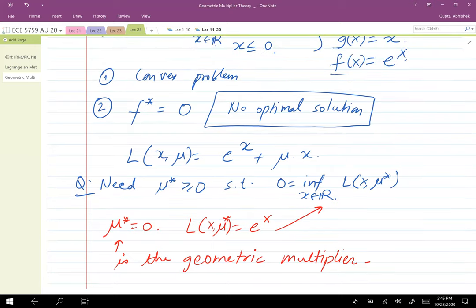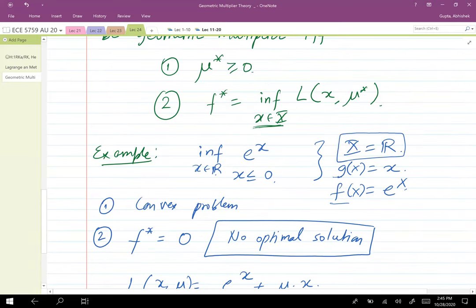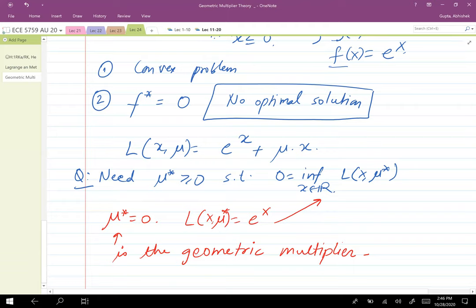Okay, so we have a convex problem where there is no optimal solution. So therefore, there is no question of computing an X star or a lambda star. But actually, there is a hope of computing a geometric multiplier because it doesn't require existence of an optimal solution. All it requires is that it be non-negative and that F star be the infimum of the Lagrangian over the entire set X. Okay, and that's what we have demonstrated through this example. So geometric multipliers can exist even though Lagrange multipliers need not exist, or the problem itself need not have an optimal solution.